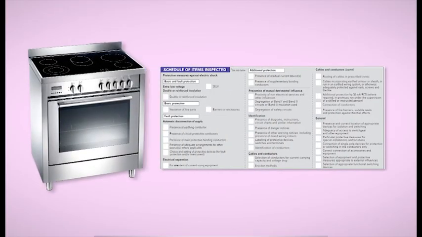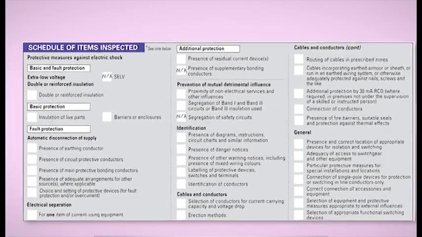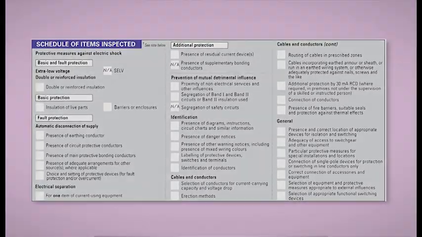It's important to remember that the inspection schedule only relates to the work that you've carried out. For example, if a new cooker circuit is installed, then more than likely you wouldn't be checking for supplementary bonding, segregation of safety circuits, etc. And therefore these boxes will have NA.